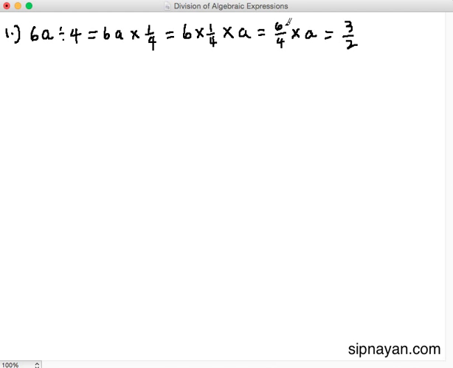So, magiging 3/2. So, 6 divided by 2 is 3. And 4 divided by 2 is 2. Times a, which is equal to 3/2a, no? Sabi natin sa algebraic expression, tinatanggal na yung multiplication sign, no? So, pwede natin siyang 3/2a. Well, sabihin mahaba, no? Pinapakita ko lang yung proseso, but of course, pwede na kayong dumiretso kung alam nyo na yung proseso. Yun naman kailangan daanan lahat yan. So, this is solution 1.